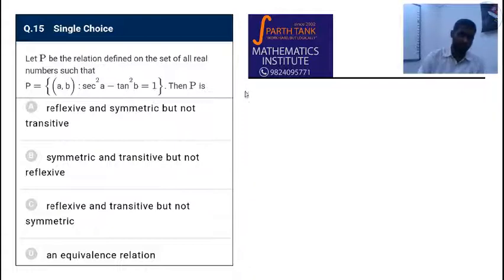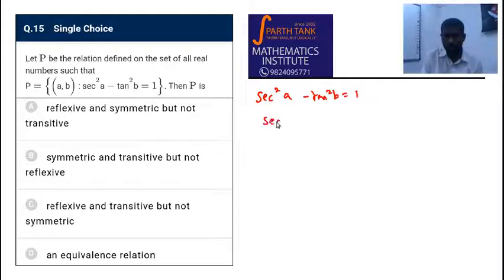Question number 15. Let P be the relation defined on the set of all real numbers such that A and B are related if secant square A minus tan square B is 1. Then P is equal to. How to do this? Now let us look at that relationship a little more carefully. Secant square A minus tan square B is 1, or secant square A minus 1 is equal to tan square B. Now secant square A minus 1 is tan square A, so tan square A is equal to tan square B.